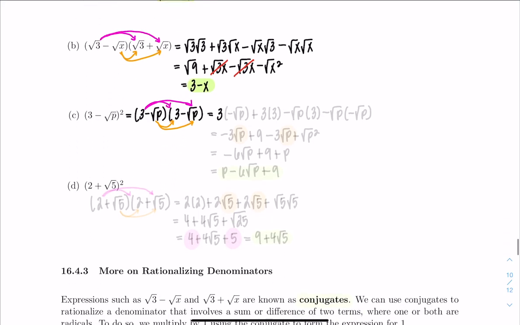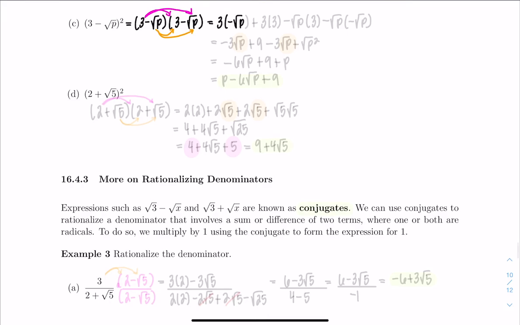So that's 3 times negative square root of p plus 3 times 3. Then we got negative square root of p times 3 and negative square root of p times negative square root of p. And so remember, whatever is on the outside of the radical stays outside, and everything that's on the inside of the radical stays inside. So this becomes negative 3 square root of p plus 9 minus 3 square root of p plus the square root of p squared.